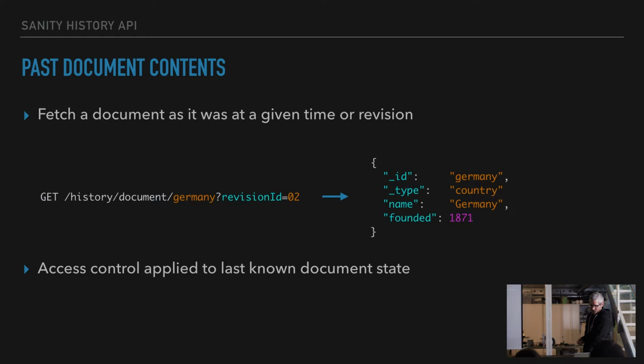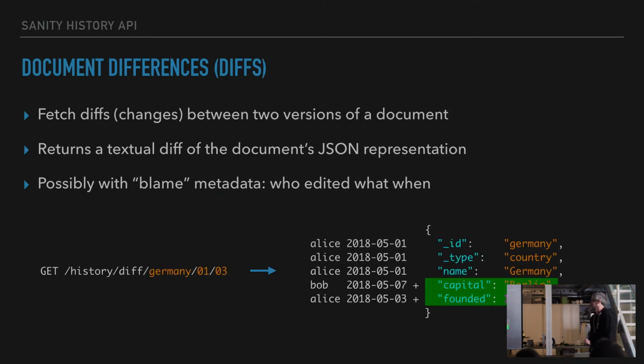Something that's a little bit more useful is getting document differences, which allows us to look at the differences between two versions of a document. In the API, we're considering returning a textual diff of the JSON representation, either as the new unified diff or maybe as Google diff match patch. And we'll possibly also add so-called blame metadata, which shows what user edited what fields and at what time they actually made those changes. So you can see an example of this at the bottom here, where we're showing the differences between the first and the third revisions of the Germany document.